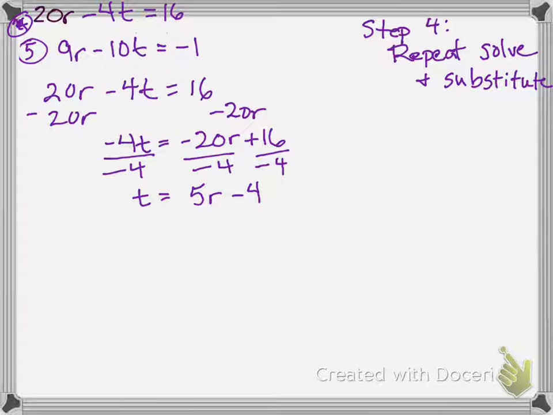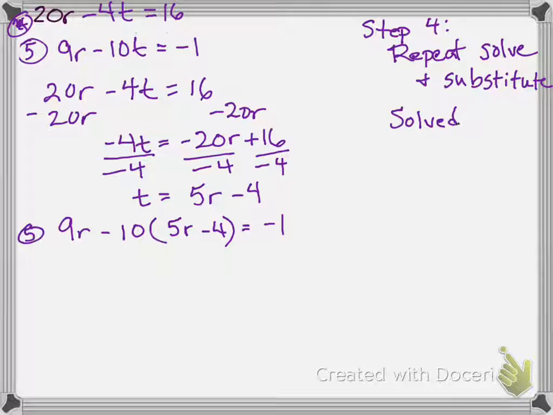So now we know this is what T is, so we're going to put that into equation 5. We take equation 5, which is 9R minus 10T, but instead of T, we put the 5R minus 4, and that's equal to negative 1. So we're substituting for T. What we did is we solved equation 4 for T.